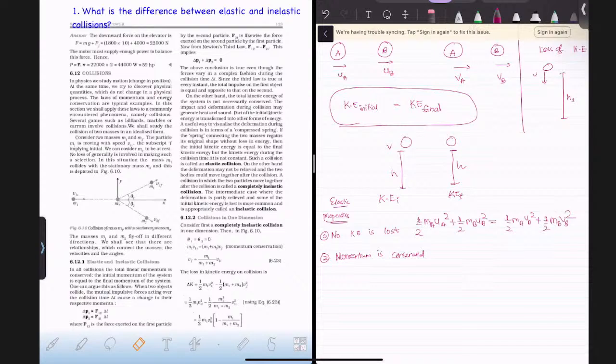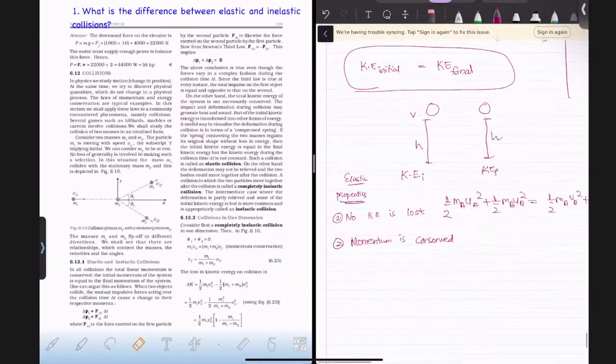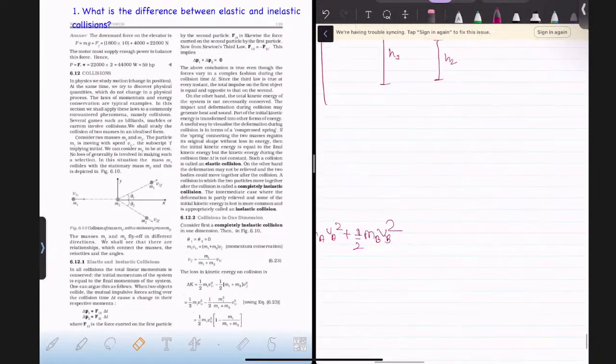Okay, then momentum is conserved. Momentum is always conserved and total energy is conserved. Here, these are the three properties of elastic collision. Then what will be the properties of inelastic collision? Properties of inelastic collision. Here also momentum is conserved.